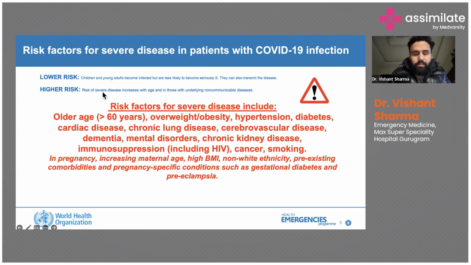Because the answer is in SARS only, the acute respiratory illness. So lung comes up first. Other comorbidities like immunosuppression, HIV, hypertension, diabetes come later on. For pregnancy, always remember increasing maternal age, high BMI, non-white ethnicity, pre-existing comorbidities, and pregnancy-specific conditions such as gestational diabetes and preeclampsia.